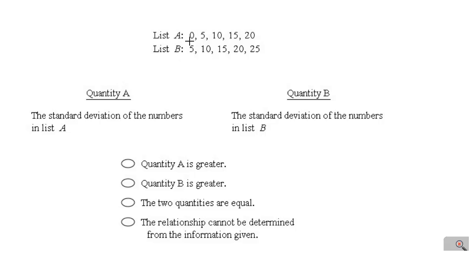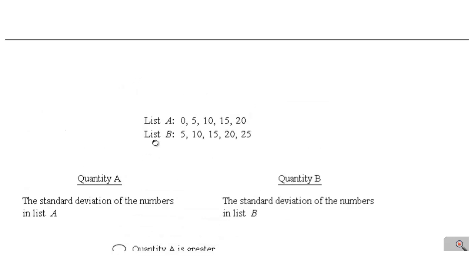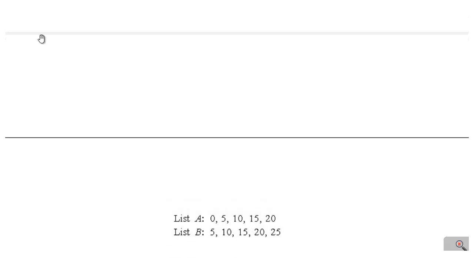So list A, we have some numbers, and list B, we have some numbers. Quantity A gives the standard deviation of the numbers in list A. Because both lists A and B are ungrouped data, the first thing we need to do is write the formula for standard deviation. So let me scroll this down for the purpose of space.